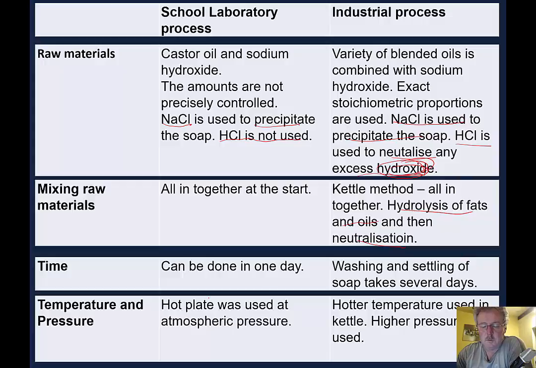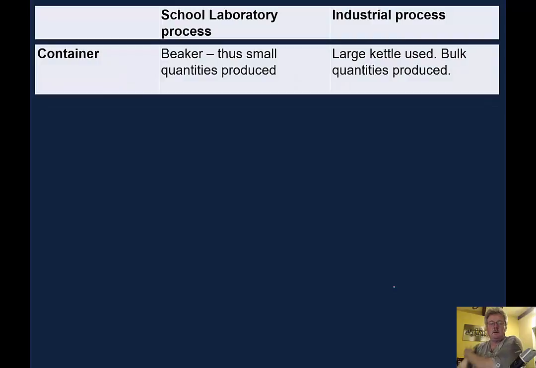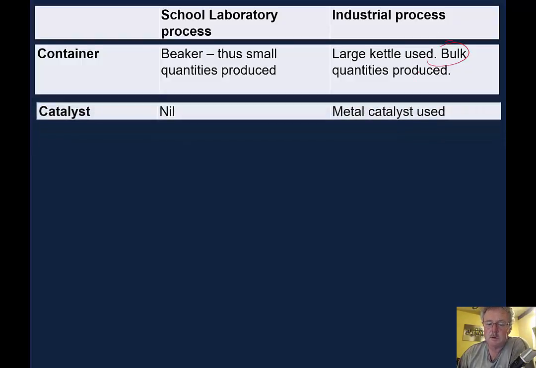For the temperature and pressure that we want, a hot plate is used in the school. We don't really use pressure in the school laboratory. It's too expensive, and difficult to do any adjustments or to perform the reactions if you can't reach them if they're in a container. In the industrial process, we have hotter temperatures used in the kettle and higher pressure used. The container, we can do it in a beaker in the school laboratory. In the industrial process, a large kettle producing bulk amounts, so lots and lots of it, so it's about bulk. It means large amounts of our products.